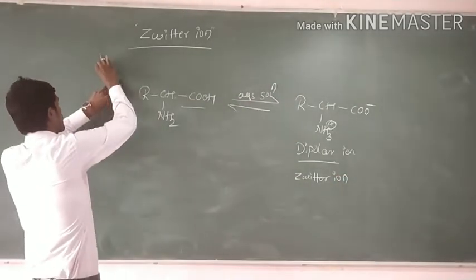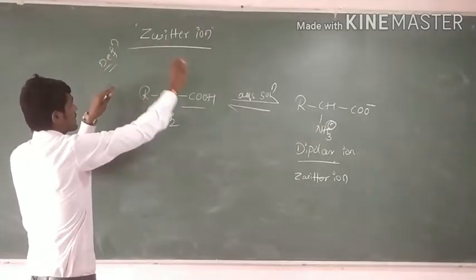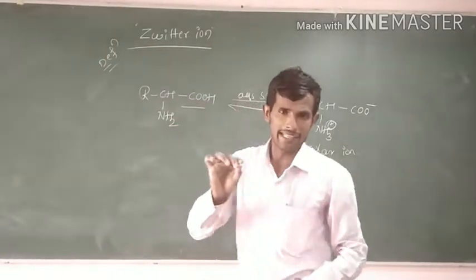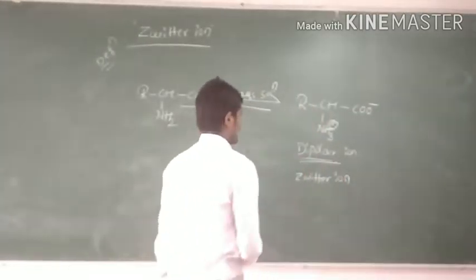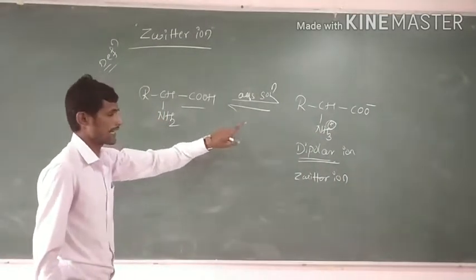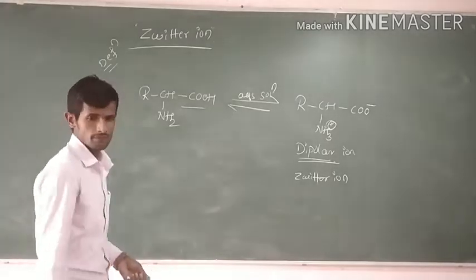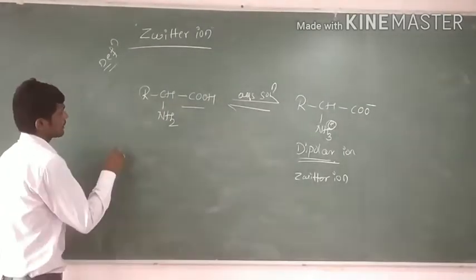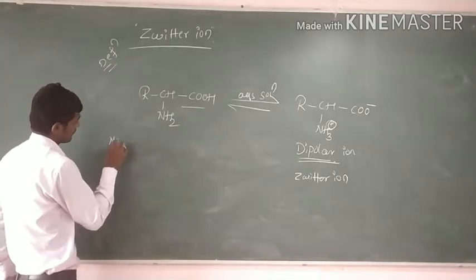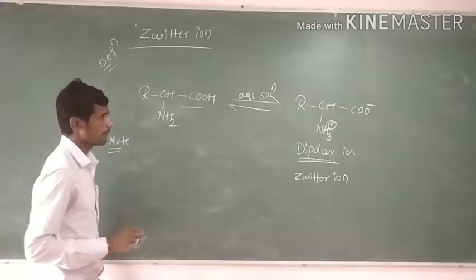So, definition point, this is very important. What is Zwitter ion? In an aqueous solution, amino acids exist as a dipolar ion, also called Zwitter ion. Next, some note points related to this Zwitter ion. See carefully.